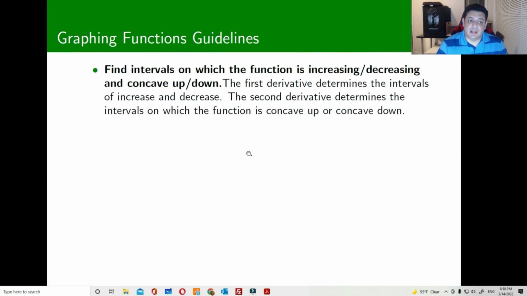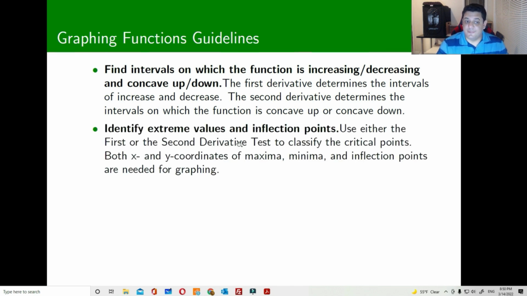Then after that, we're going to find the intervals where the function is increasing and decreasing with the first derivative, and concave up, concave down with the second derivative. We're going to identify the extreme values, so the maximum and the minimum. Whether it is with the first or the second derivative test, we're going to classify the critical points as local maximum, local minimum, or absolute maximum, absolute minimum. And using the second derivative, we're going to find out which are the inflection points.